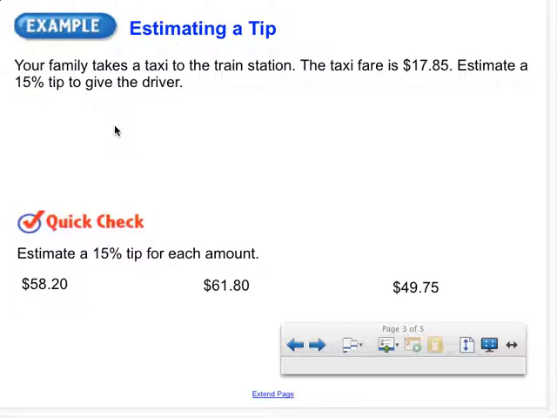Your family takes a taxi to the train station. The taxi fare is $17.85. Estimate a 15% tip to give to the driver. Do you see how this doesn't have the two steps we did in the first two problems? Do you see what it's asking? It's not saying what's the total cost of your trip with the tip. Do you guys understand? It just wants to know the tip. Okay, do you see how important it is to comprehend what the question's asking?